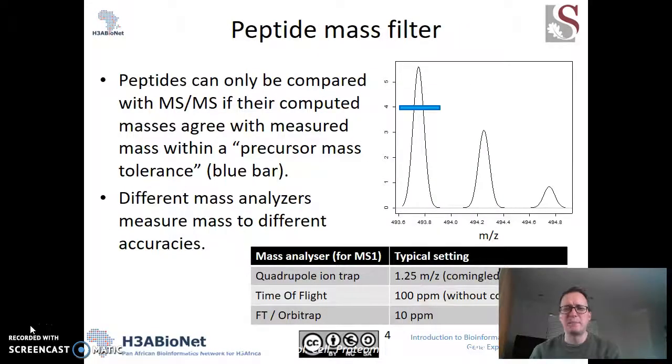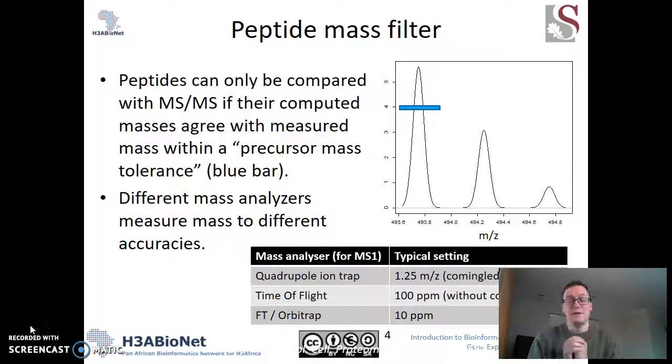So what is a peptide mass filter? Remember, we were saying that we have the full set of all peptides that could result from this particular species. How do we decide which ones get compared to this particular tandem mass spectrum, this particular collection of fragments? Remember, we didn't measure the peptides just by the fragments they produce. We also measured the intact masses of the peptide ions.